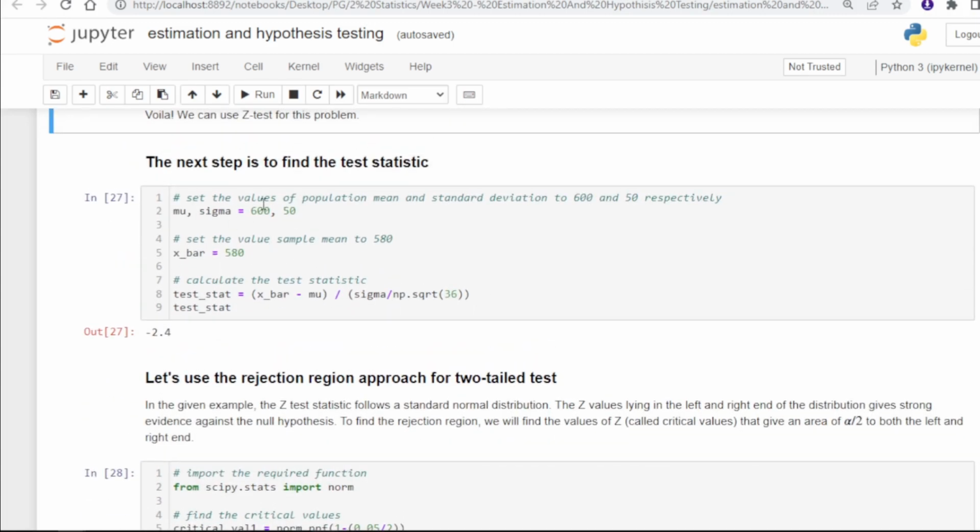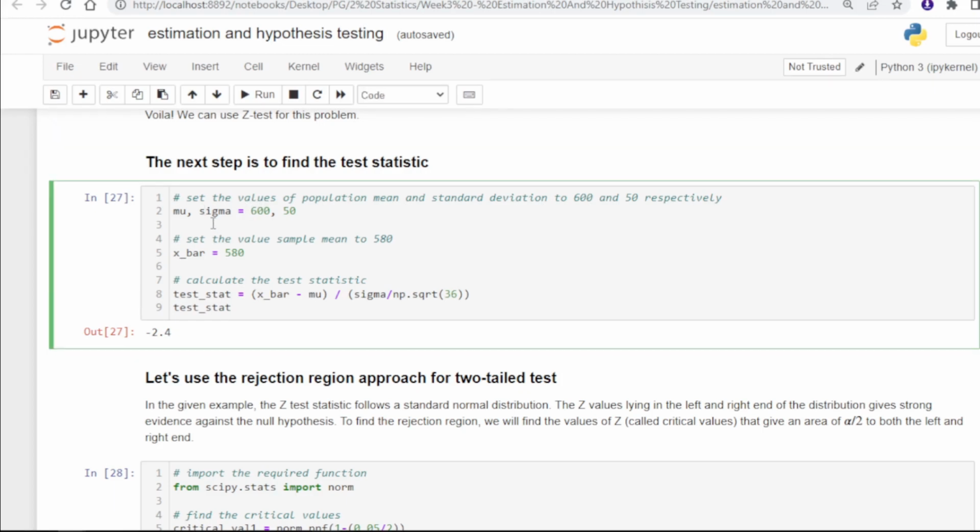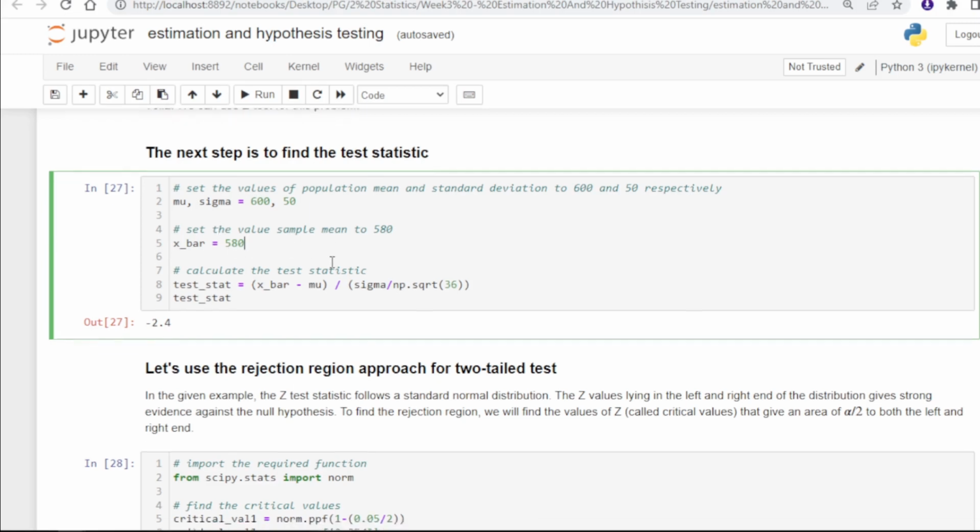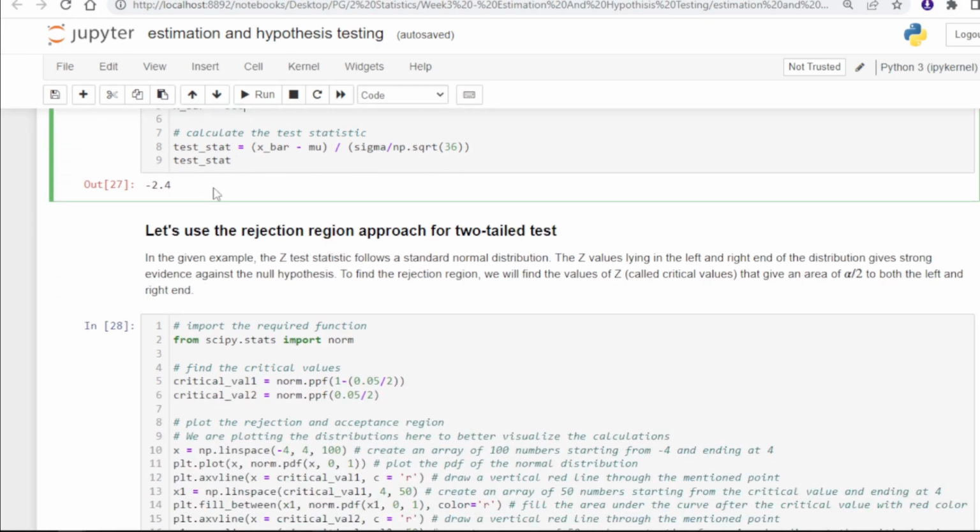Now the next step is to find the test statistic. Again we define mu and sigma, the values of the population mean and standard deviation, as 600 and 50 respectively, and set the sample mean to 580. Then we calculate the statistic. Here it will return minus 2.4.